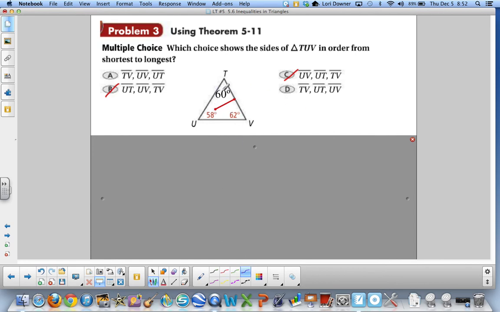Our second smallest angle is 60, and that's opposite the second longest side. So the next side needs to be UV. This has UT, so that one's out. It looks like A is in the makings. Let's just test the third one, and that is that 62 is our largest angle, and it's opposite the longest side, TU. We can see that that works. So we've got the largest angle opposite the longest side and the smallest angle opposite the shorter side.